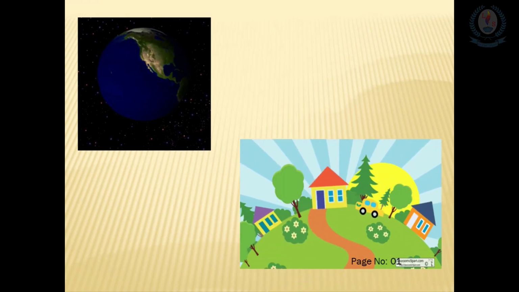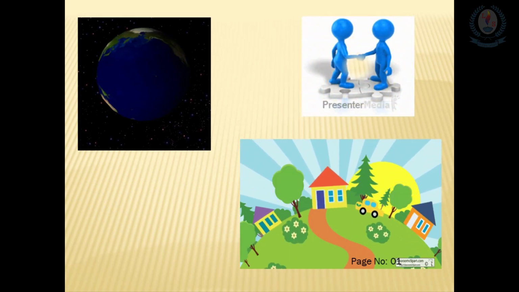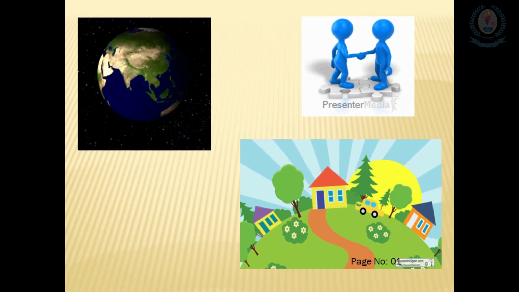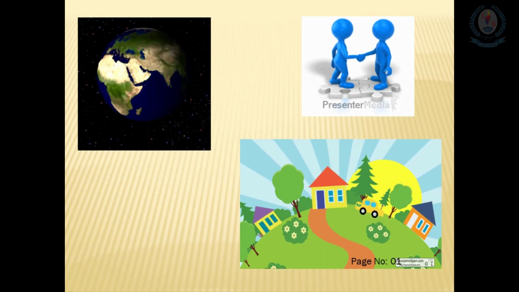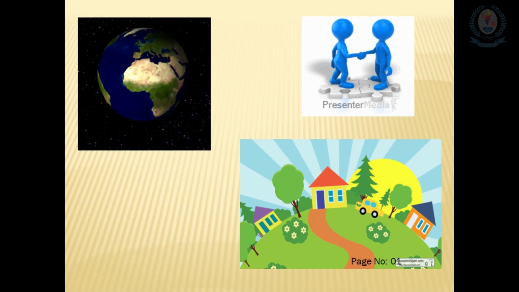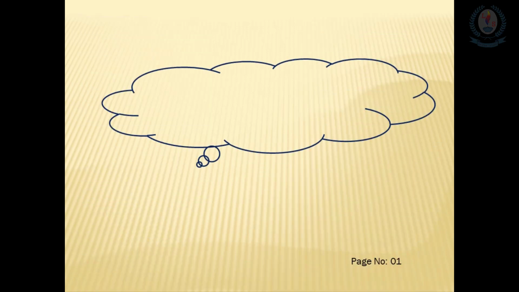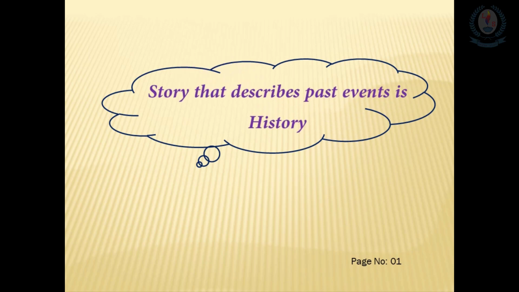Do you know about our ancient people? And do you know what did they do? People have been living on this earth for a long time. They have lived in different parts of the world, and they have changed the environment with their necessities, and they have maintained relationships with each other. They all are like a story. These past events are like a story. So, do you know what is history? Story that describes past events is history.